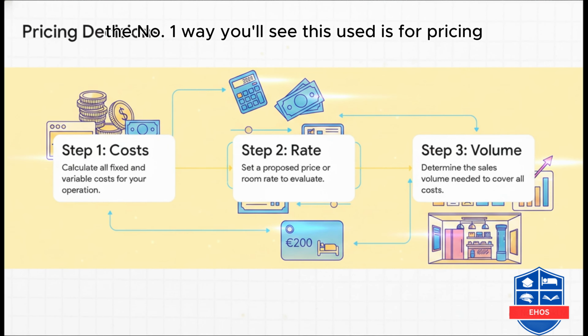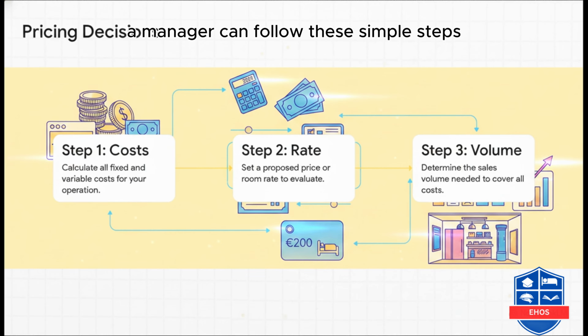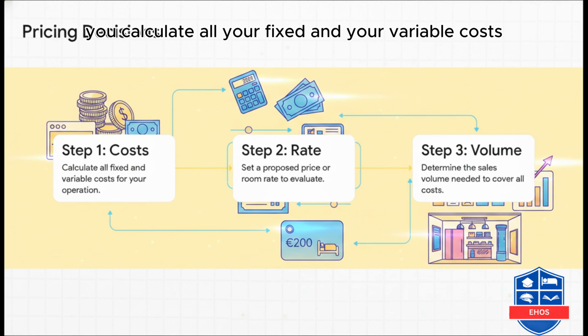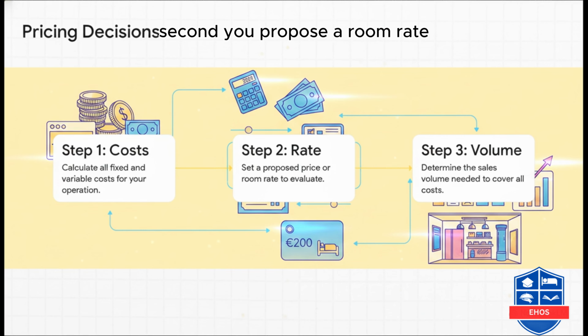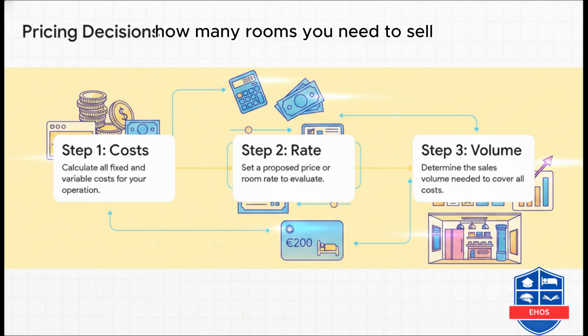Probably the number one way you'll see this used is for pricing. A manager can follow these simple steps. First, you calculate all your fixed and your variable costs. Second, you propose a room rate, let's say 200 euros a night. And then third, you use the break-even formula to figure out exactly how many rooms you need to sell at that price just to cover your costs. This tells you immediately if that 200 euro rate is even realistic.